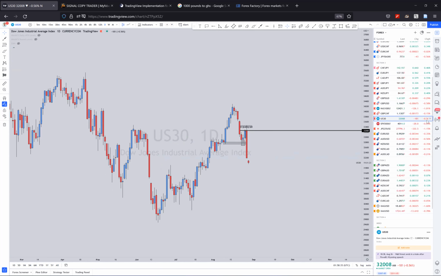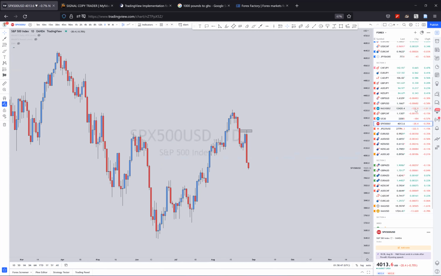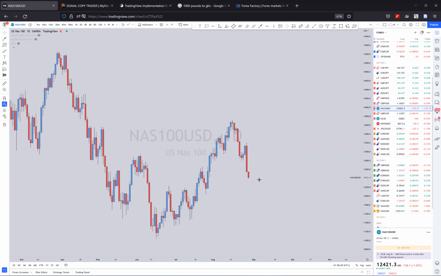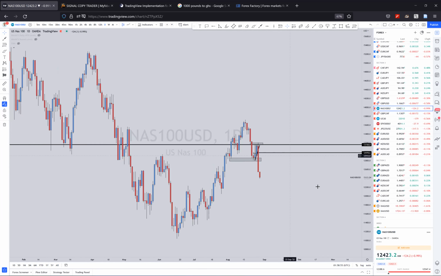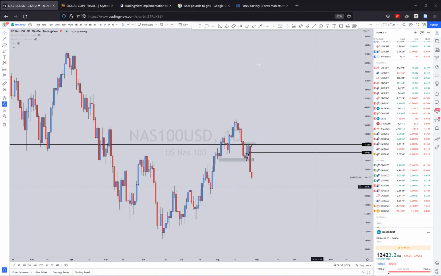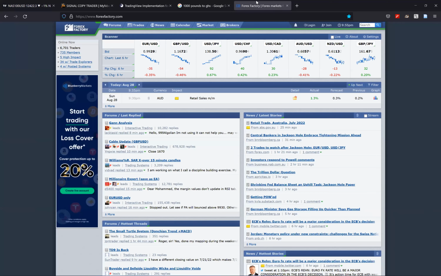We have a 0.56% drop in US 30 with the market open, 0.7% on the S&P 500 and a 1% drop on the Nasdaq. These are very significant moves. So the market has been moving a lot in the past few weeks. But before we start everything, let's look at the fundamentals for the week.